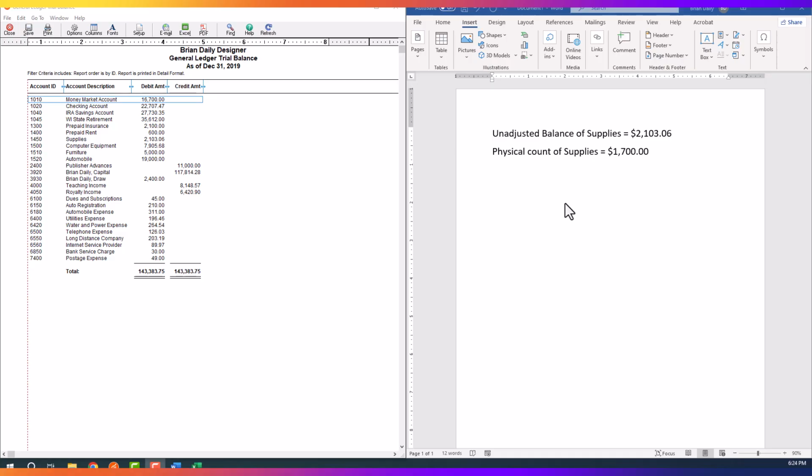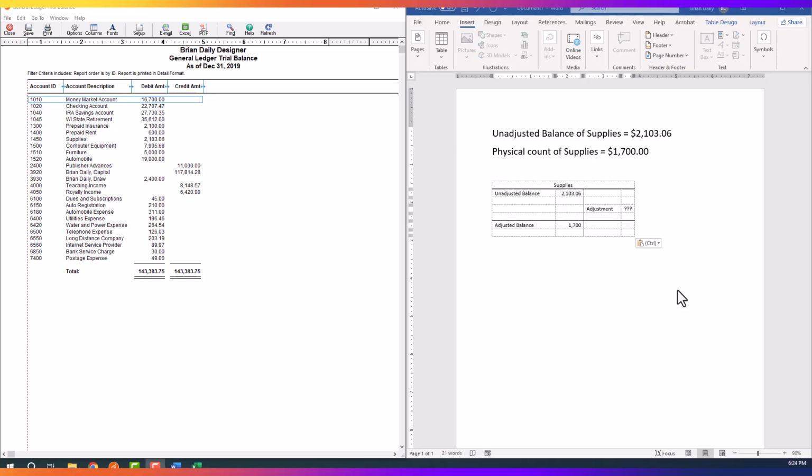At the end of the period, we need to ask ourselves, do we have that amount of supplies remaining? The way that we would test to see if that was still true is by taking a physical count, an inventory of the supplies that remain. And we did that. Per the book, we have $1,700 of supplies remaining. So we need our supplies account to have that balance.